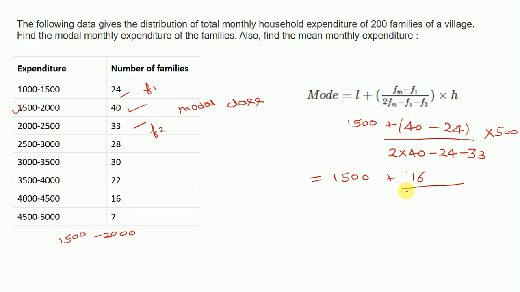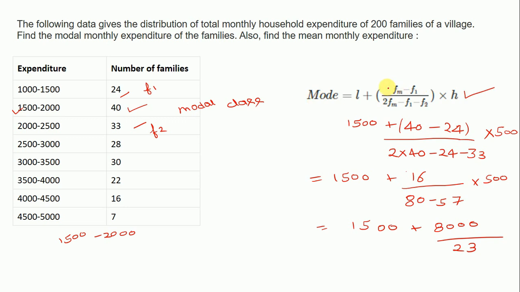Now 80 minus 57, multiply by 500, 1500, and it will come out as 16 into 500, 8000, and now divide by it will come out as 23. So now this is just a calculation part, just solve and this will be your answer. So just focus on this formula and these notations.